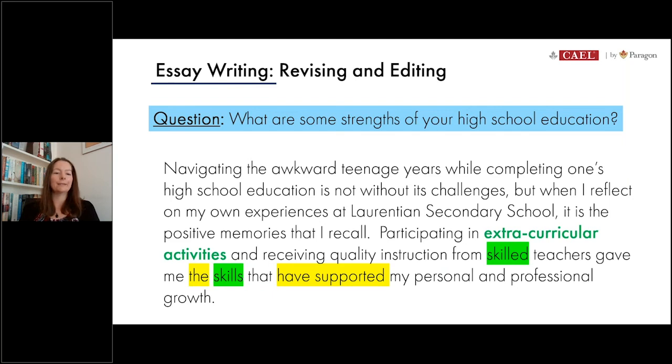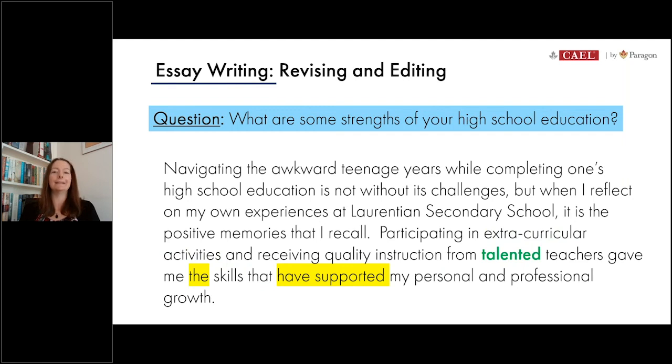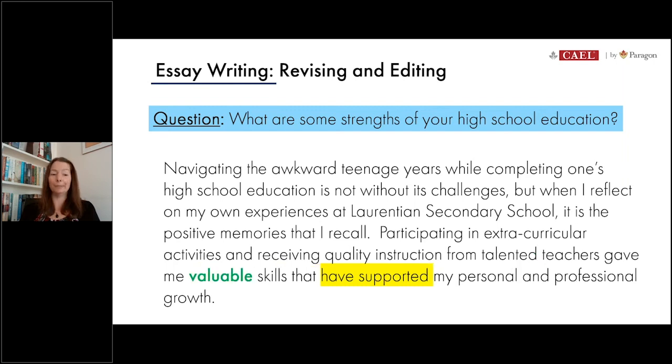Okay, so let's see what we can do about this repetition. I've got skilled teachers there, and you know, another word for skilled teachers is talented teachers. So that's easy. I'll just change that one word and I'll leave skills in the next part of that sentence. So now I've got a variety of words. And I've mentioned here that the instruction I received from talented teachers gave me valuable skills.